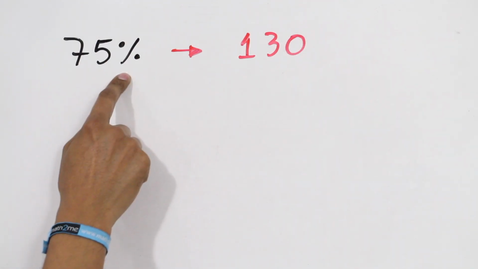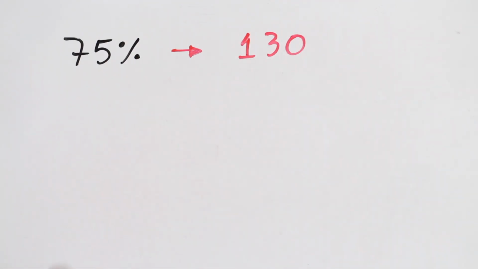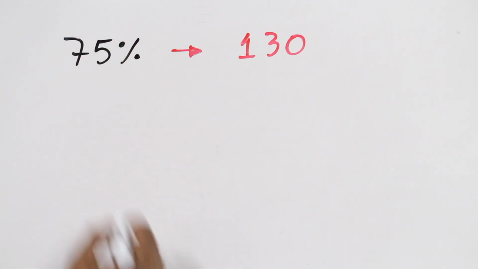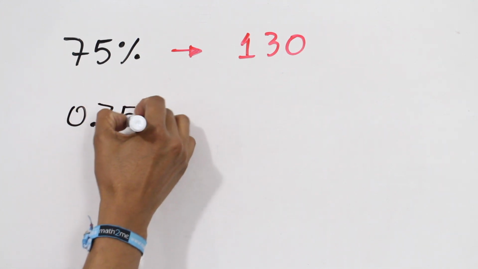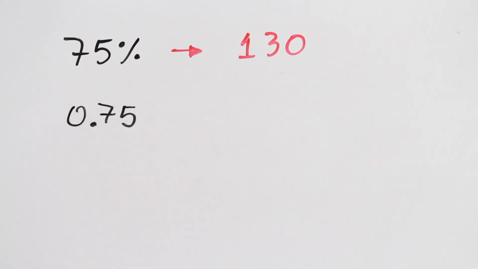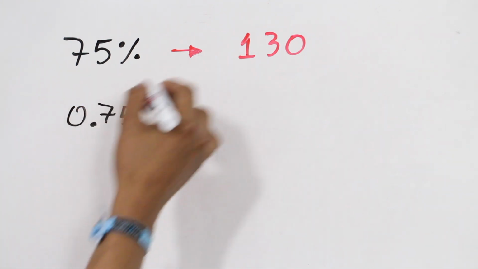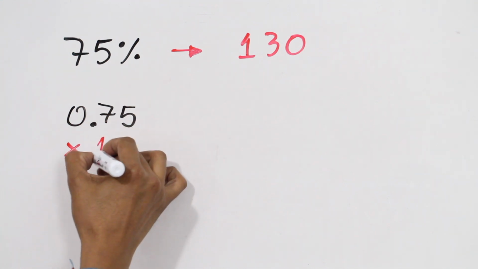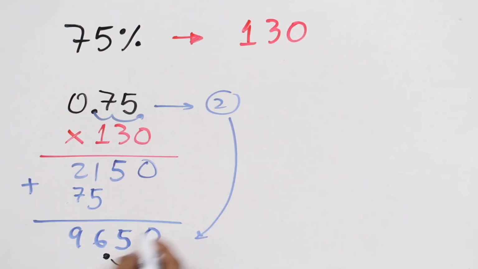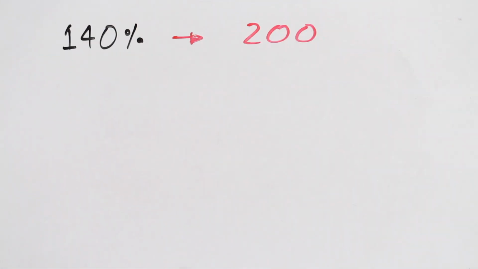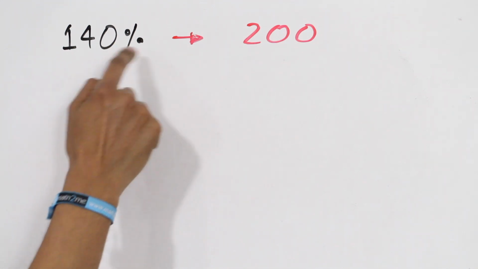Find 75% of 130. Step number 1, turn the percent into a decimal form, which is 0.75. Step number 2, multiply the decimal form by the number. In this case, it's going to be a little difficult. You can use the calculator. In this case, it's going to be 0.75 times 130. And we got 96.50, which is also 96.5.